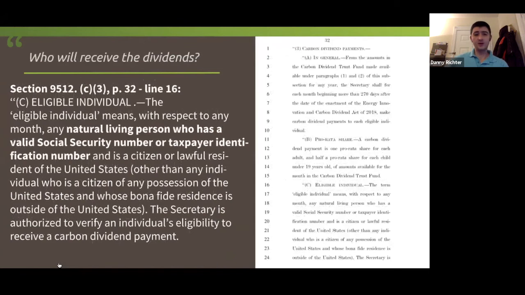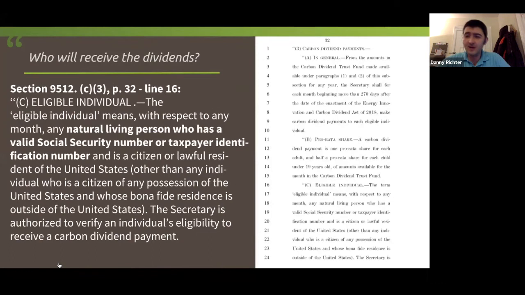So the next point here, the eligible individual. The eligible individual means, with respect to any month, any natural living person who has a valid social security number or taxpayer identification number and is a citizen or lawful resident of the United States, other than any individual who is a citizen of any possession of the United States and whose bona fide residence is outside the United States. The Secretary is authorized to verify the individual's eligibility to receive a carbon dividend payment. So let's break this down.